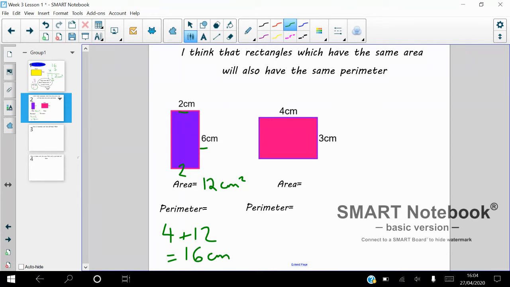Okay, let's check with the pink rectangle then, and let's see if they do indeed have the same area to start off with. So here I've got a length of 4 and a breadth of 3. 4 multiplied by 3 is equal to 12. So it does also have an area of 12 centimetres squared. Let's check the perimeter. Double 4 is 8. Double 3 is 6. Add those together, I get 14 centimetres. So I can prove that I disagree with this person. Rectangles which have the same area do not always have the same perimeter.